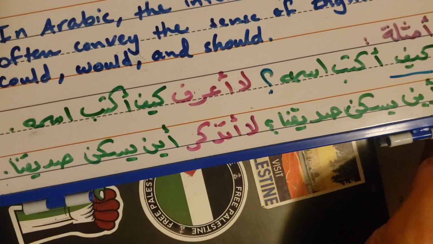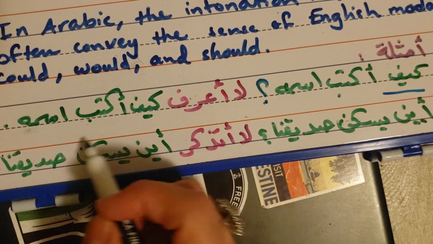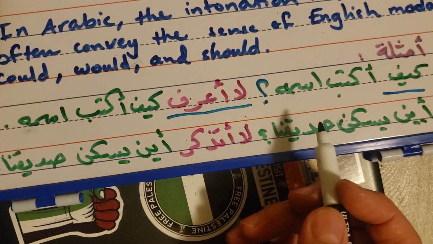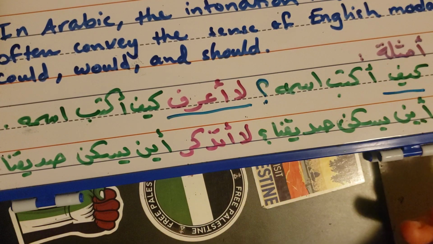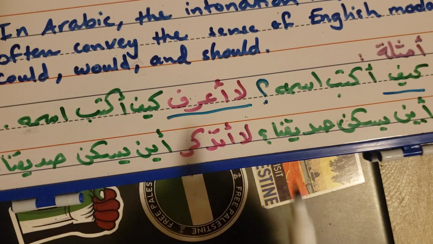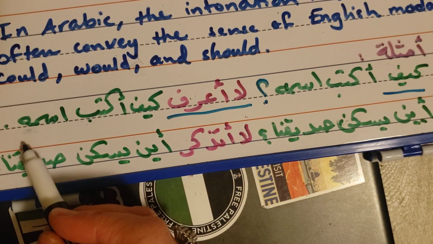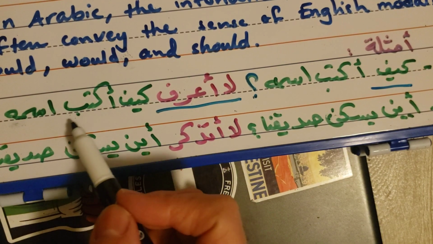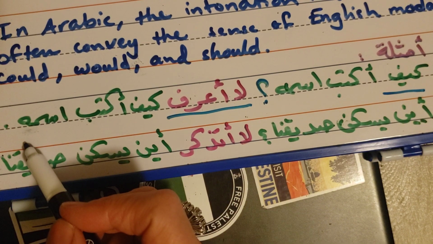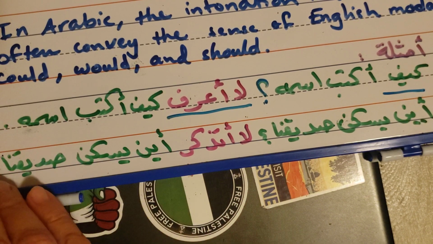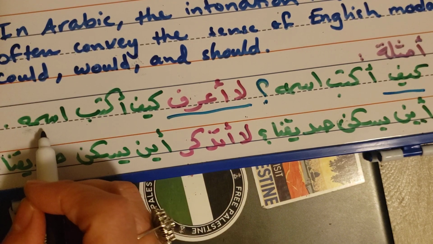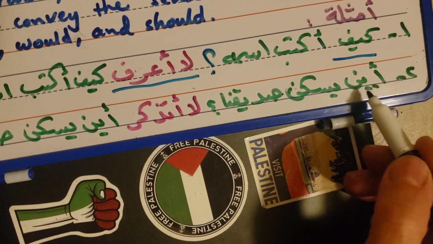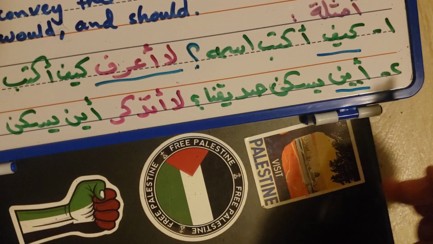This is direct. Now I want to change it into an indirect sentence, an indirect question. I say لا أعرف, I do not know, but I copy paste the question sentence as is. So لا أعرف كيف أكتب اسمه. Except the intonation is different here. كيف أكتب اسمه? Here لا أعرف كيف أكتب اسمه. لا أعرف كيف أكتب اسمه. So the tone of my voice goes down here because the emphasis is on I do not know. Okay, أنا لا أعرف.